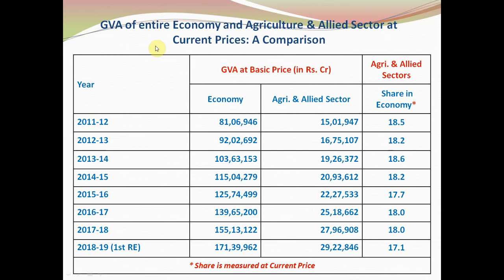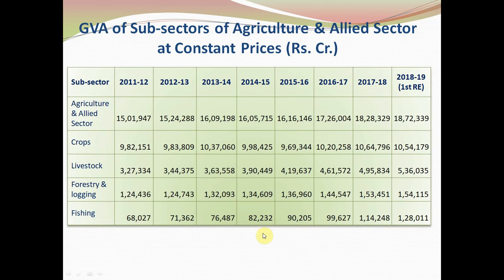Here we have shown GVA of the entire economy and agriculture and allied sector at current prices. This is GVA at current price, and this is GVA for agriculture and allied sector. Here we are taking share in economy. What is share in economy? It is measured at current price. In the total economy, what is the share of agriculture and allied sector, that is our share.